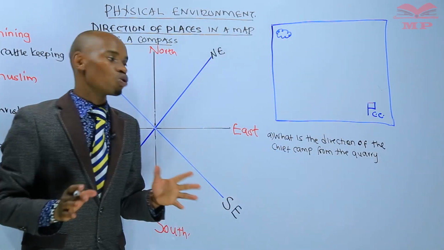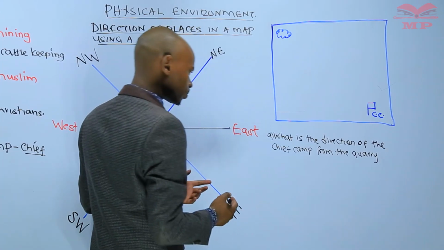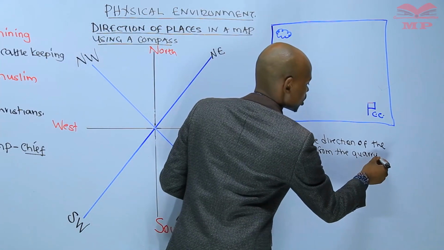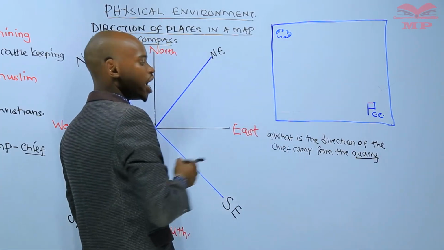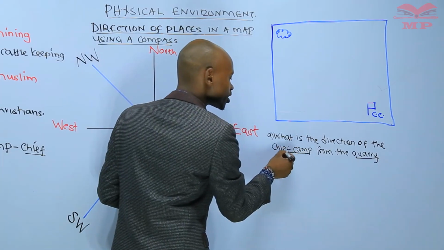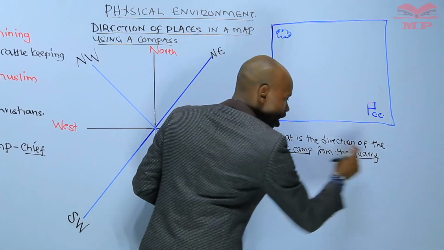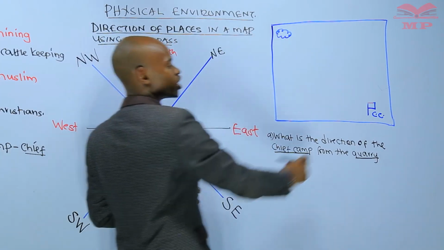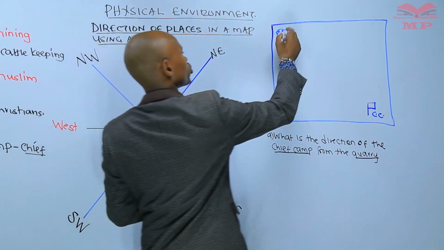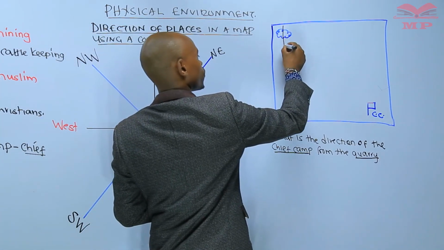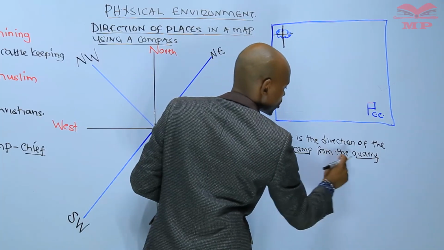So the very first thing to note is, where are you and where are you going? According to this statement, you are at the quarry. And you want to get yourself into a chief's camp. From the quarry, meaning you are here and you want to come here to the chief camp. So at that point, you are supposed to draw your compass from where you are, at the quarry.